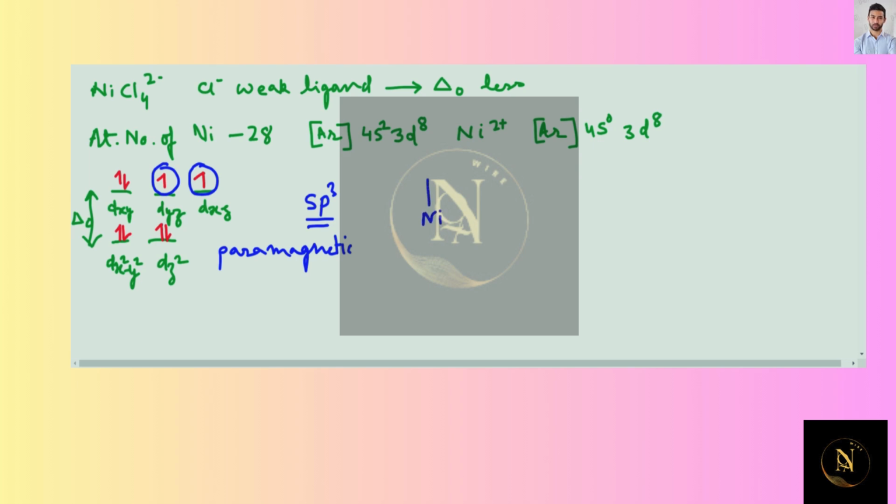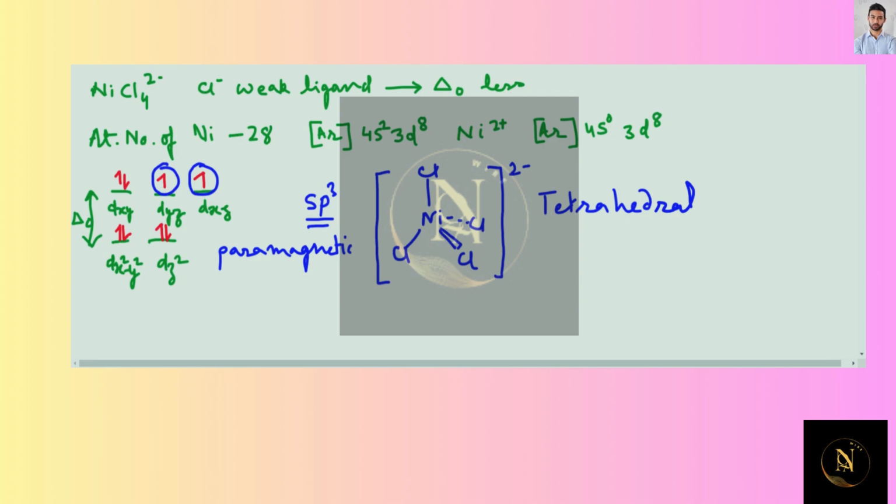Nickel at the center, one chlorine above the plane, another chlorine below the plane, and all other chlorines are arranged tetrahedrally, and this whole complex should be inside the bracket, and outside it should be 2 negative. So geometry is tetrahedral, and hybridization is sp3 in case of the first complex.